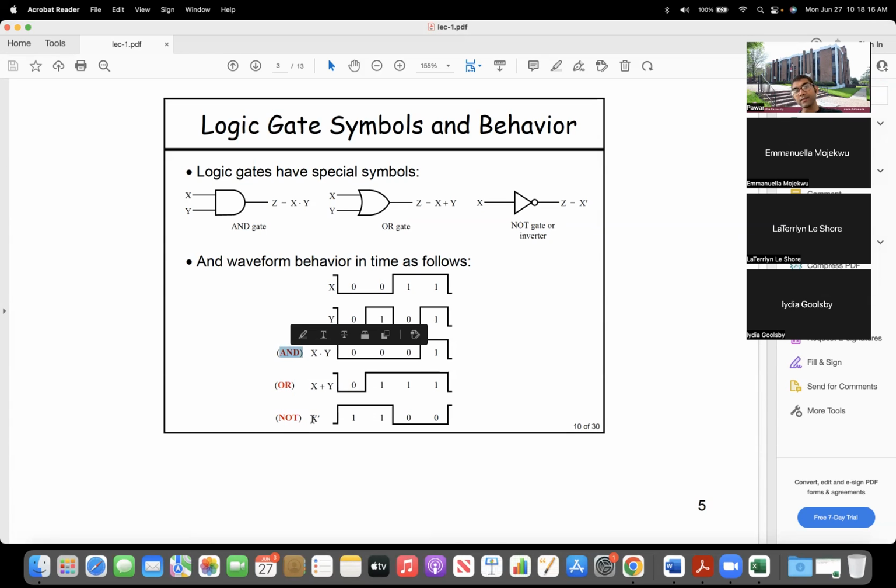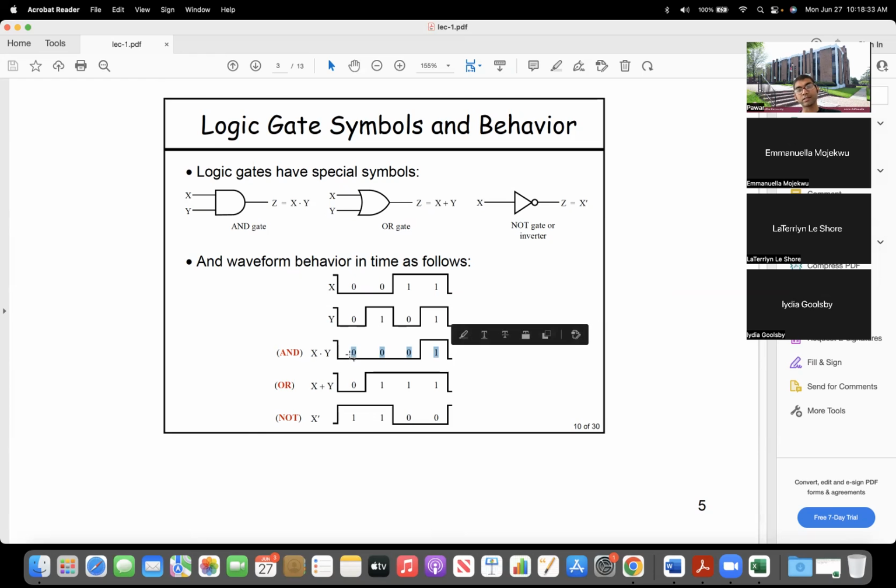For AND gate, you multiply. So 0 multiplied by 0 is 0. 0 multiplied by 1 is again 0. 1 multiplied by 0 is again 0. 1 multiplied by 1 is 1, right? So you have output 0, 0, 0, 1.